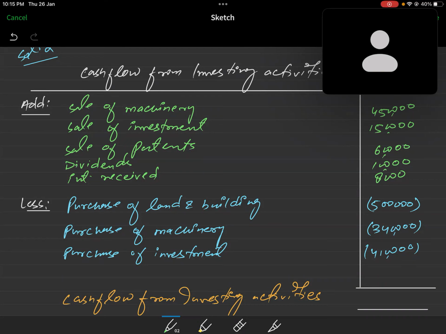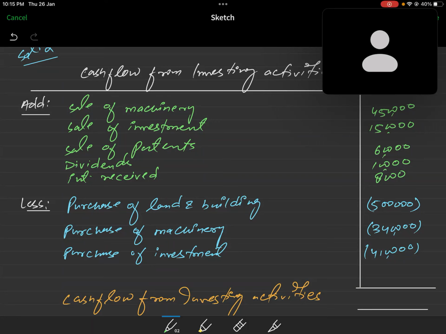It is not basically investing activity. It is related to finance. So that should be recorded when we will be talking about the financing activity. So dividend paid on equity share is not part of investing activity. Therefore, there should be no treatment regarding that.